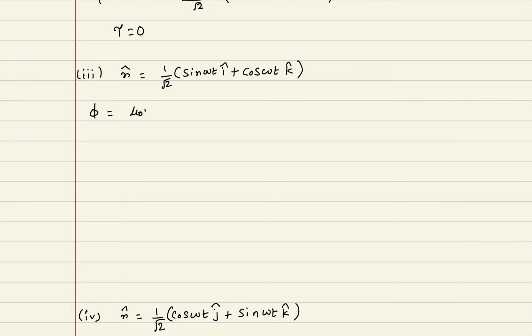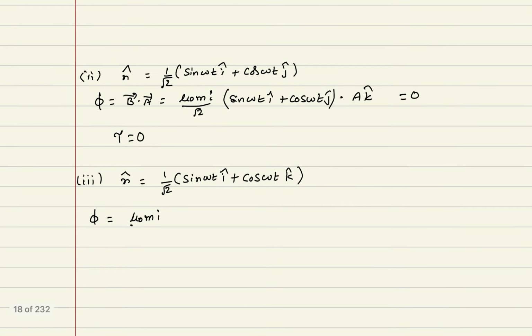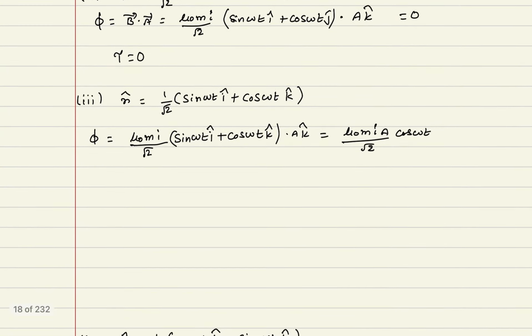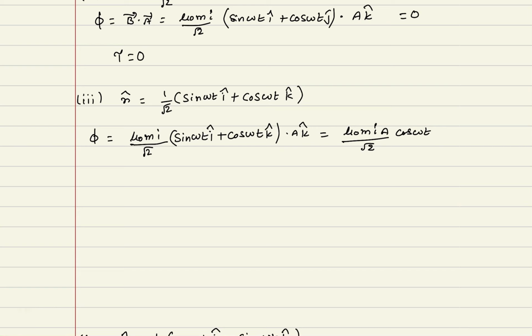So we can write the third option: flux is equal to mu naught Mi by root 2 (sin omega t I cap plus cos omega t k cap) dot A into k cap. So overall you can get mu naught Mi A divided by root 2 into k cap dot k cap, it is cos omega t. You can write I cap dot k cap is 0 and k cap dot k cap is 1. Now induced EMF and induced current, you will write E divided by R. So this value is minus d phi by dt, whole divided by R.